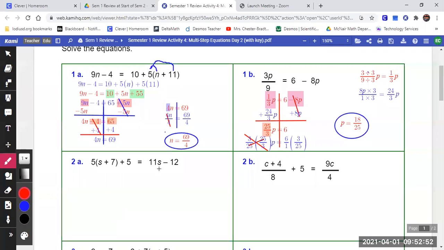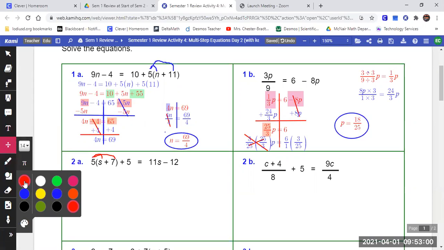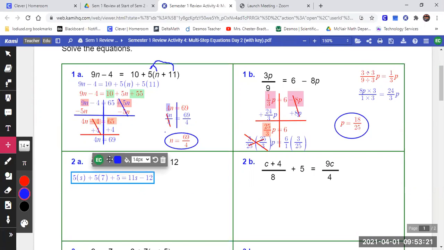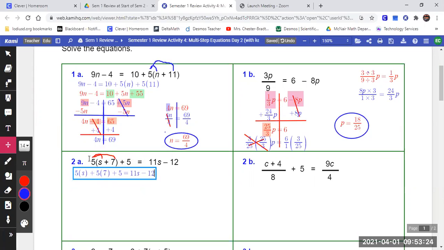Distributive property. So that means this 5 has to handle the S and the 5 has to be handled with the 7. And everything else stays the same. So 5 times the S, positive 5 times 7, positive 7, right? The 5 that was already there, the equal, the 11S that was already there, the minus 12. All we did is we're showing that we're multiplying this outside number times each inside piece. We're showing our distribution.